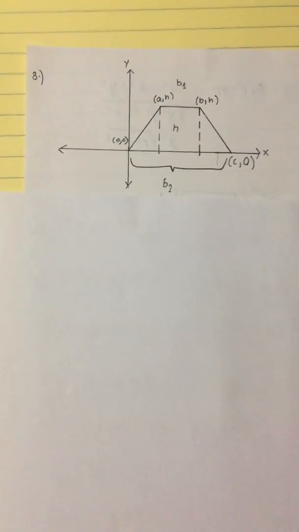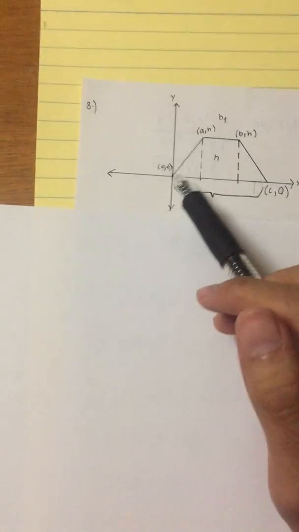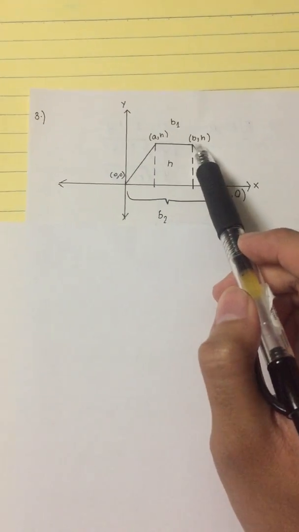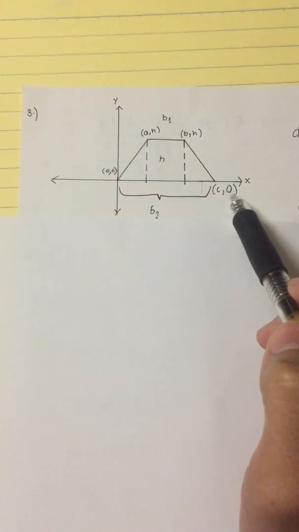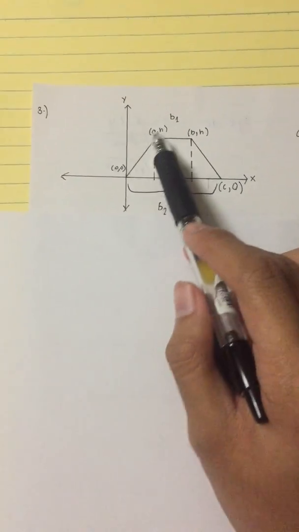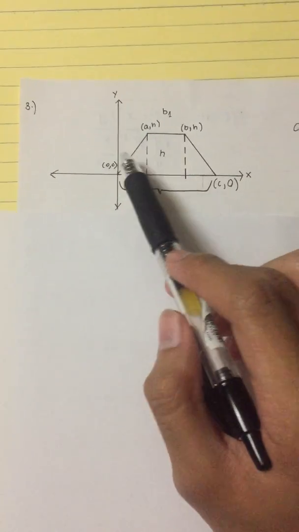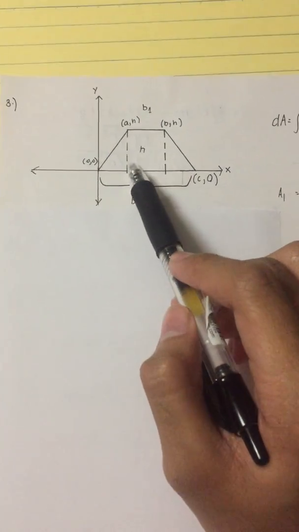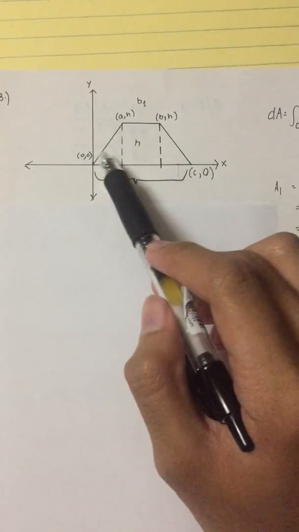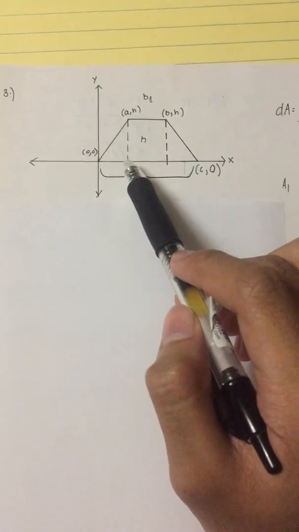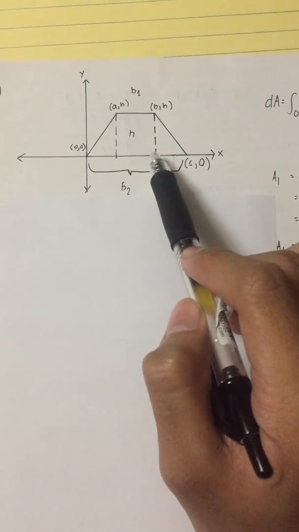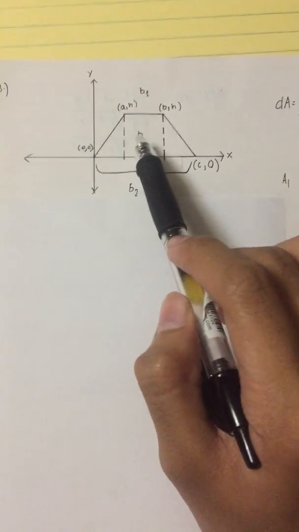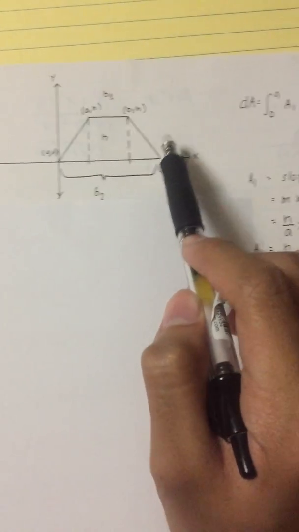Number 3. So we're given the points (0, 0), (a, h), (b, h), and (c, 0). So we get the trapezoid. In order to get the area of the trapezoid, we can divide it into 3 parts: from 0 to a, from a to b, then b to c. So we get A1, A2, A3.